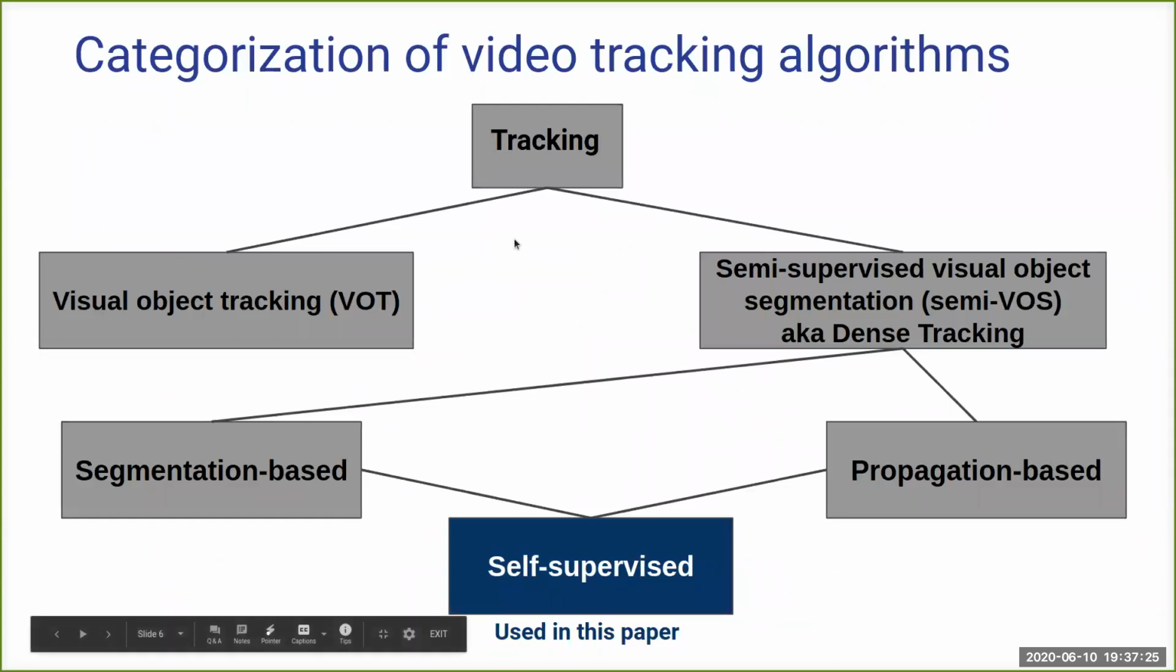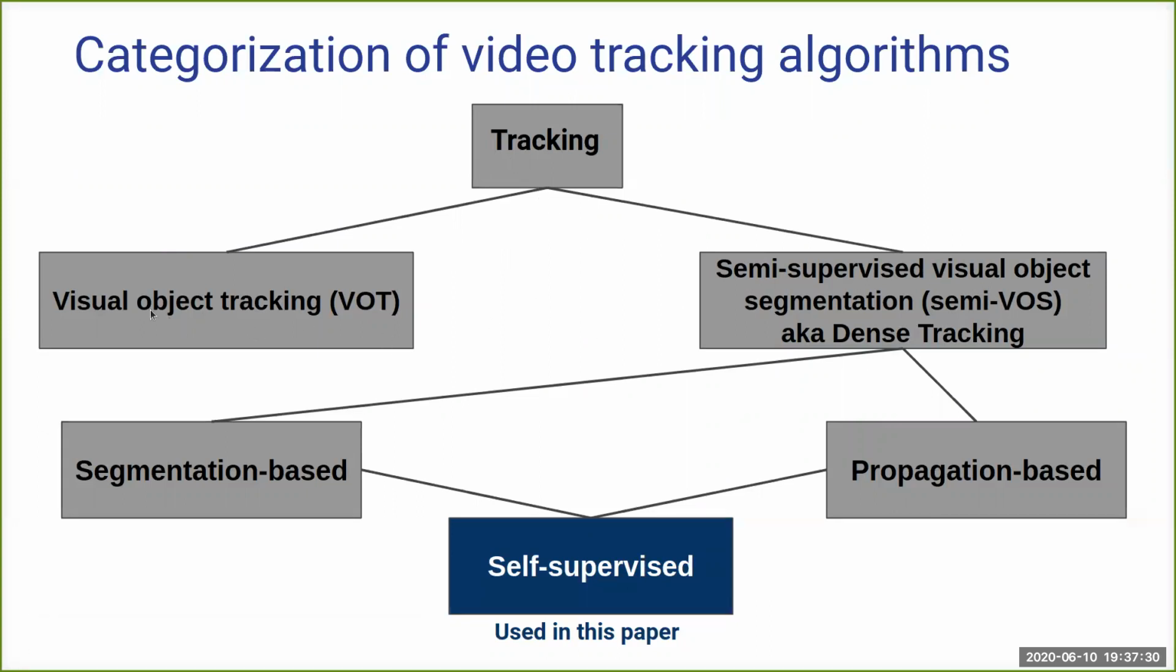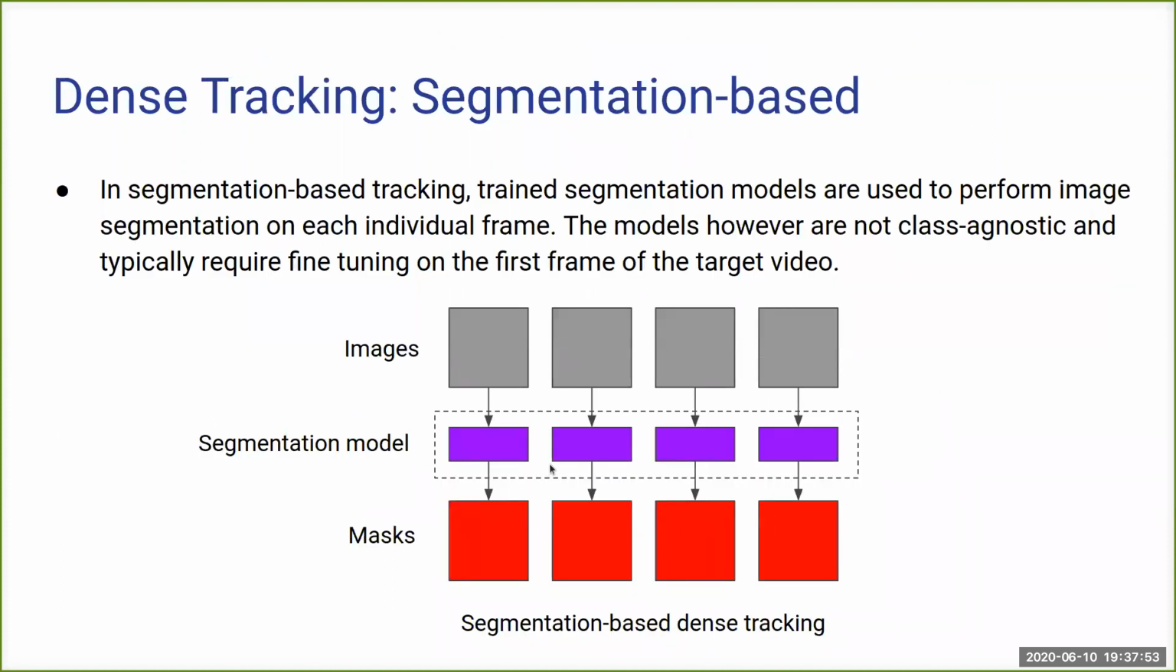We did a categorization of the main tracking algorithms, and we put it into segments. In visual object tracking, this is where you use bounding boxes. In semi-VOS, you're using pixel-level segmentation masks. Subcategories of this include segmentation-based and propagation-based models. I'll give some explanations of these two types of categories right here. In a segmentation-based model, what you essentially have is a segmentation model in the middle. You could think about this as perhaps like a U-Net or something like that, right? It takes your image as input and gives you your mask as output.